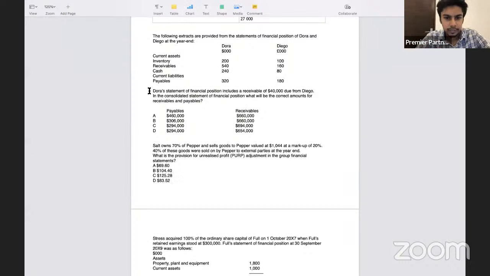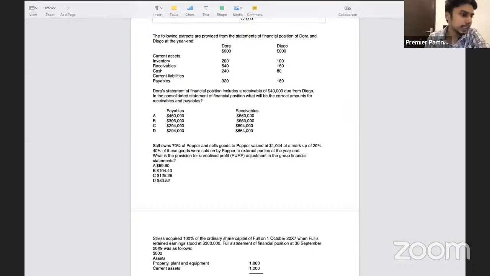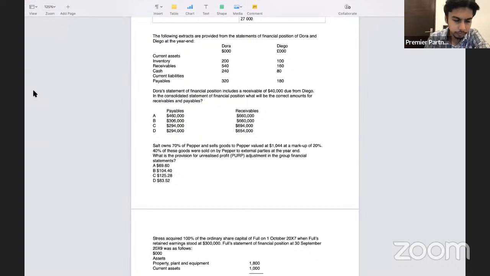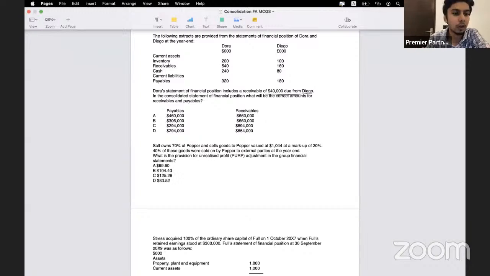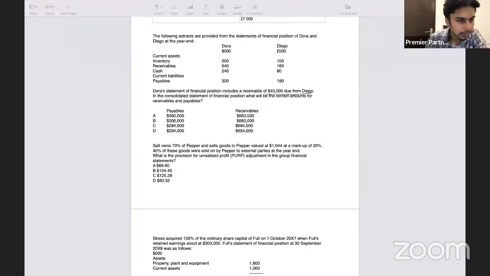Okay, right. So guys, shall we discuss this question, an easy one? What does it say over here? They are telling Dora's statement of financial position includes a receivable due from Diego. This should not take you that long, right? A 40,000 receivable from Diego: for one person, receivable means we go and subtract it, doesn't matter from whom. For one person, receivable means the other person's payable. Then you go to payable and reduce 40 from that also.